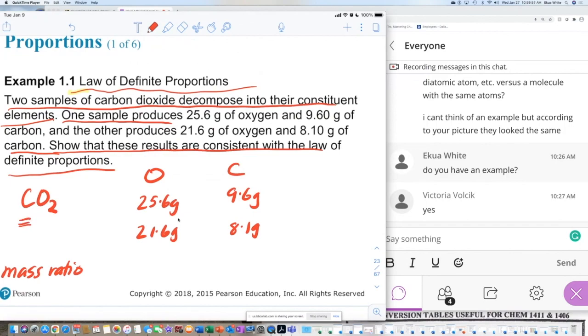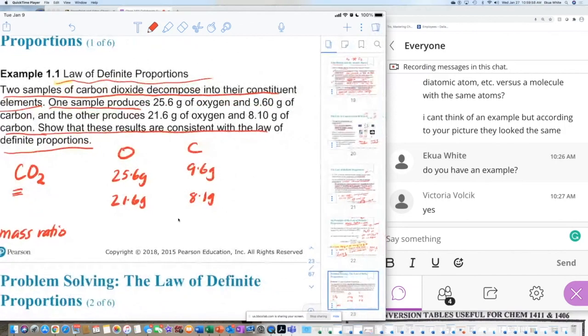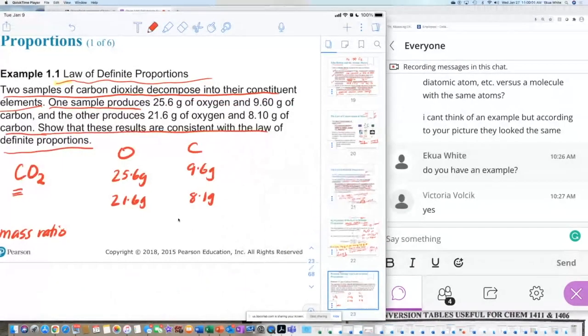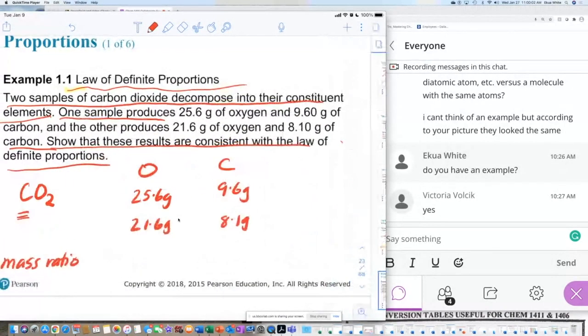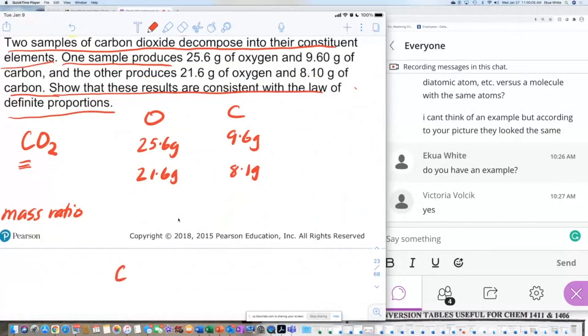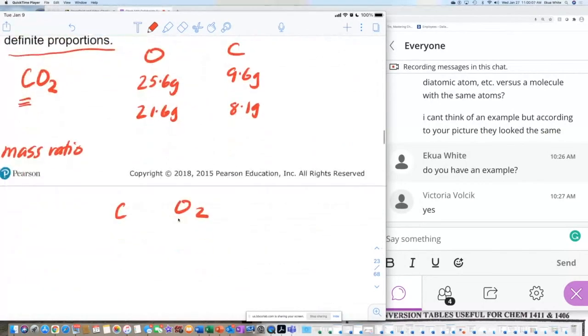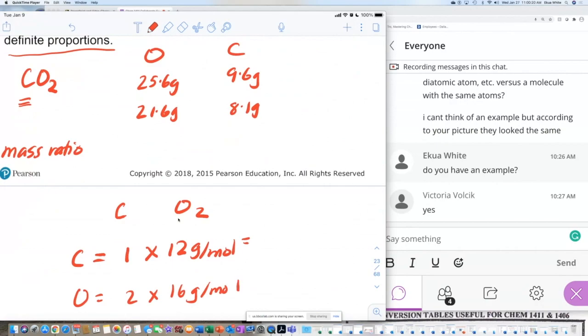In carbon dioxide, let me get a brand new page down here because that will help. In CO2, I have 1 carbon. So for the carbon mass, we have 1 carbon, which is 12 grams per mole. And then we have oxygen, there are 2 of them, and it's 16 grams per mole.